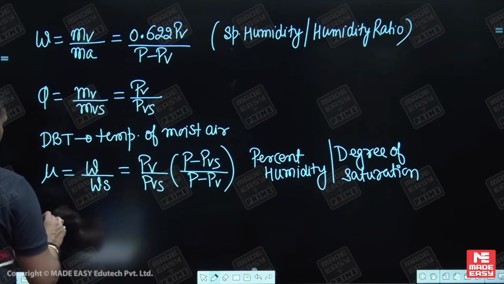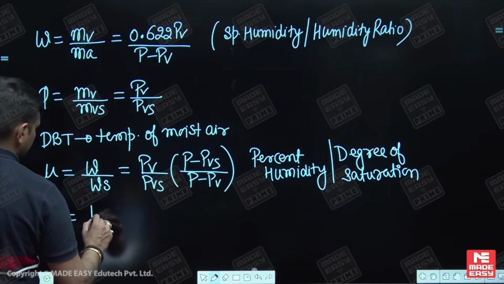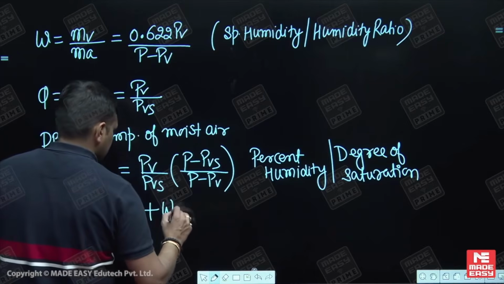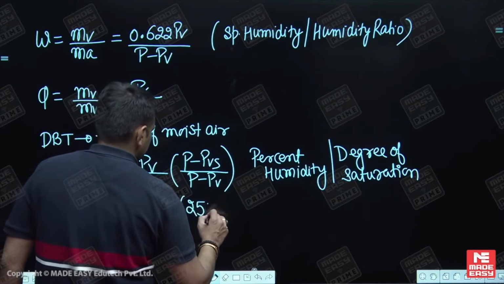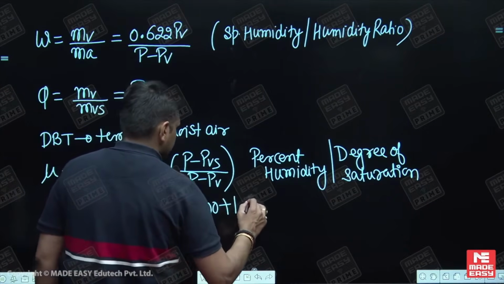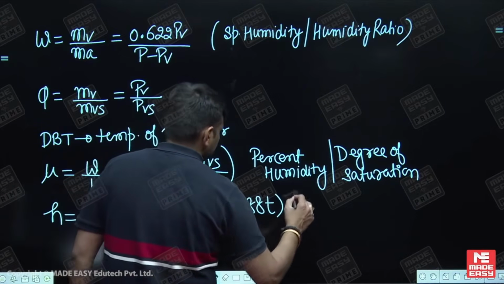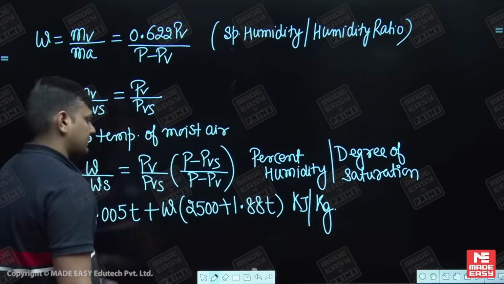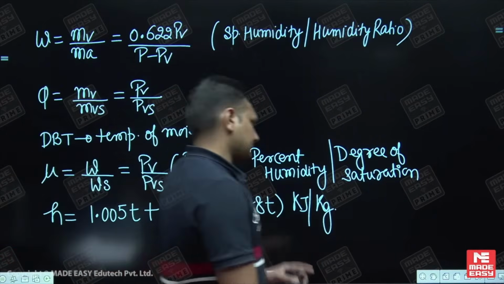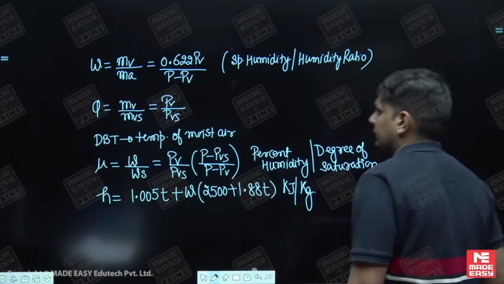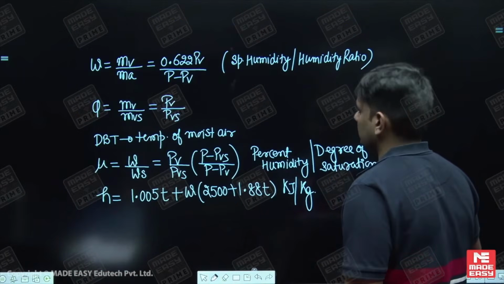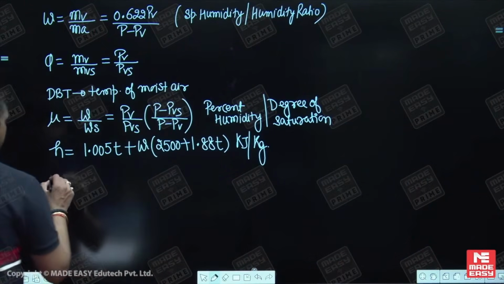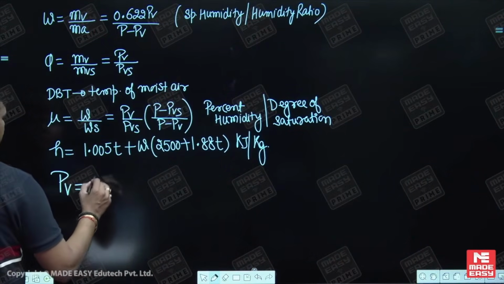Then enthalpy of moist air: 1.005 T plus omega times (2500 plus 1.88 T). By using this, you can calculate the values of the specific enthalpy of the moist air. Clear?